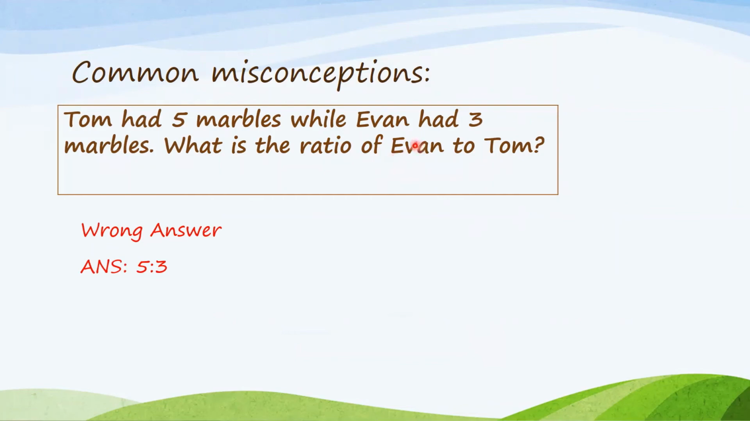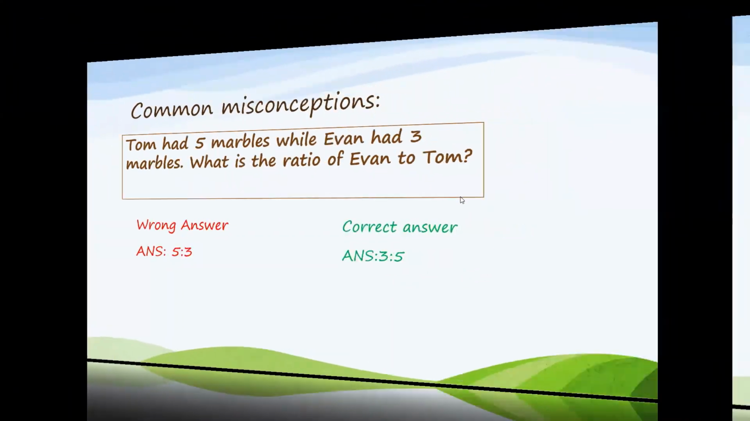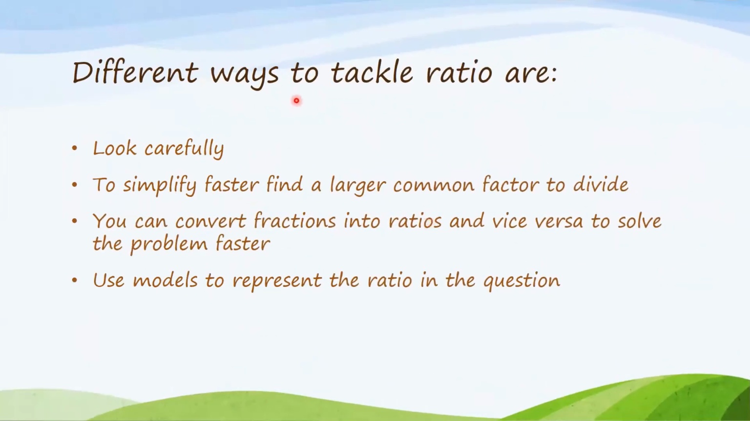This is a trick question that examiners like to ask sometimes. So Tom had 5 marbles while Evan had 3. That's why the correct answer is 3:5. It's the other way around. Different ways to tackle ratio questions are to look carefully, because of the previous example.